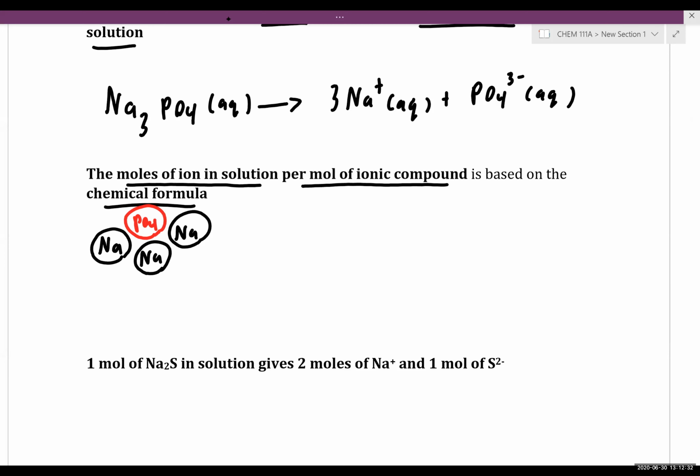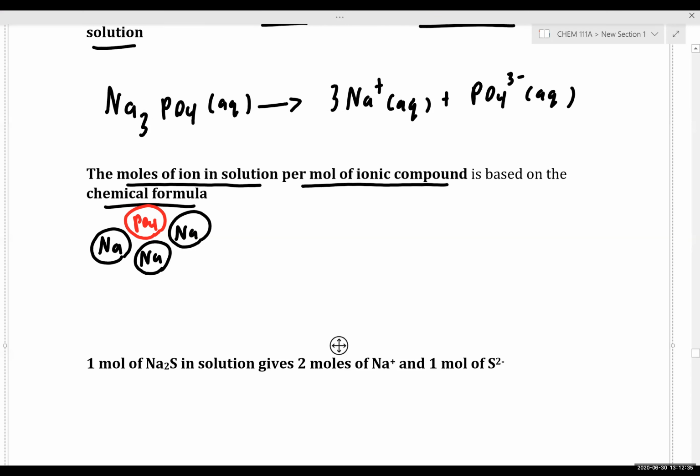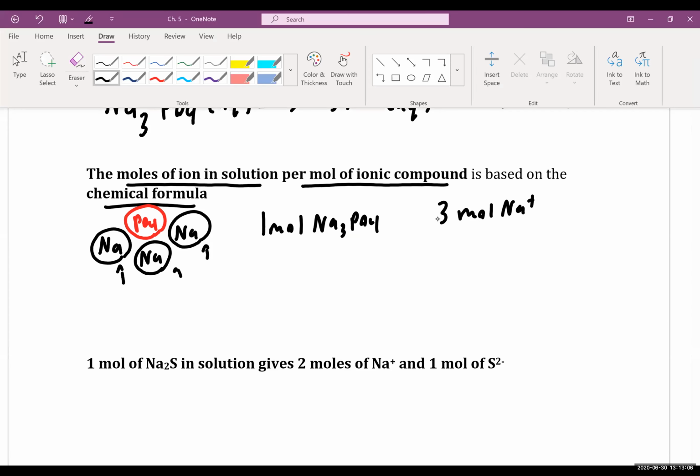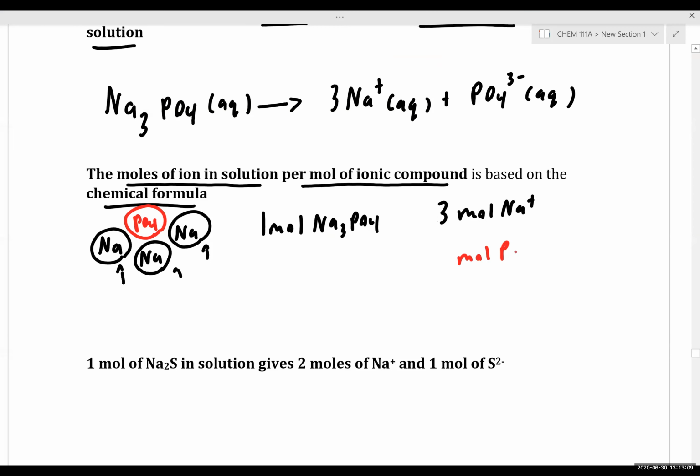Okay, so we've drawn out our ions. Suppose we have 1 mole of sodium phosphate. In that 1 mole of sodium phosphate, how many moles of sodium do we have? How many sodium ions do we see? 3. Yep, so we have 3 moles of sodium. And how many moles of phosphate?